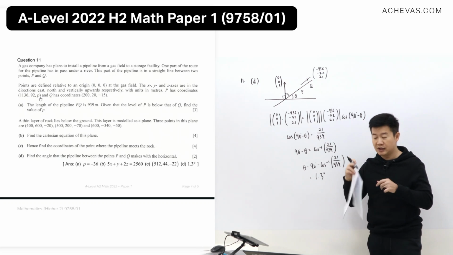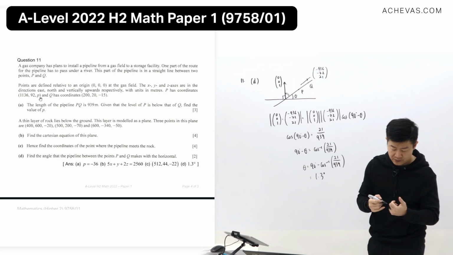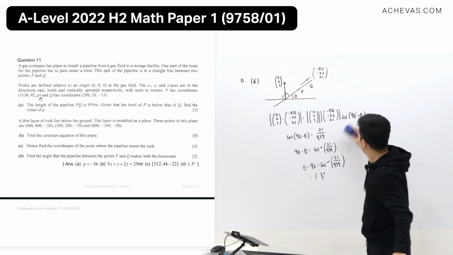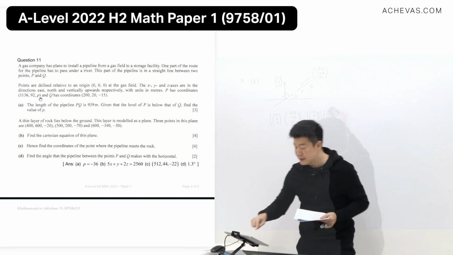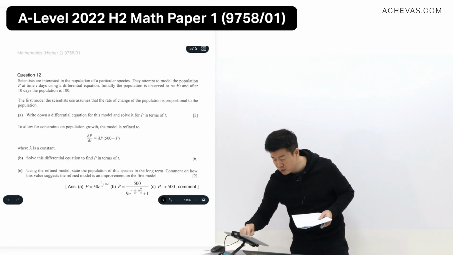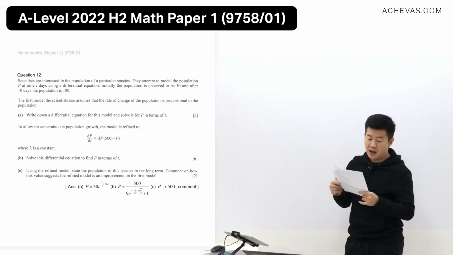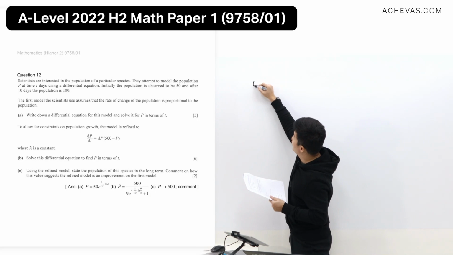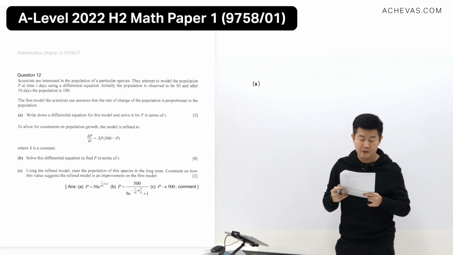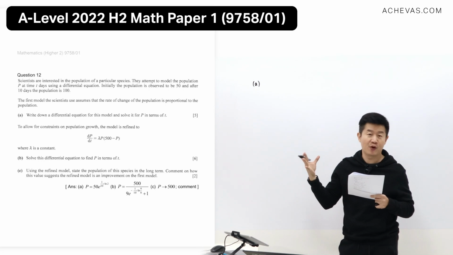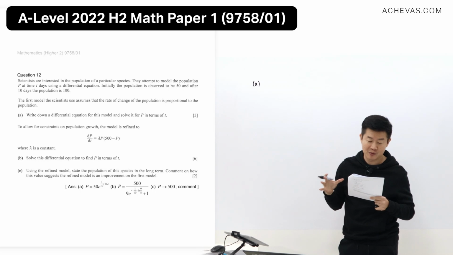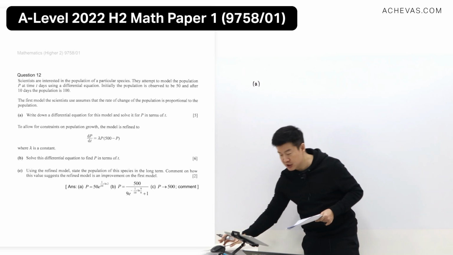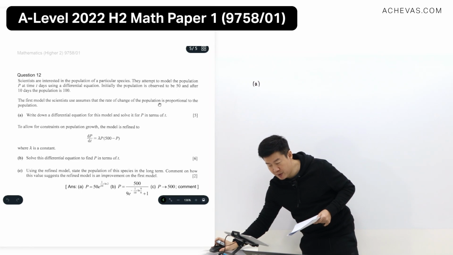We have one more question, the last question, question number 12. Now let's take a look at question number 12 over here. In part A of question number 12, we are supposed to be writing down a differential equation. We are given that the rate of change of the population is proportional to the population.